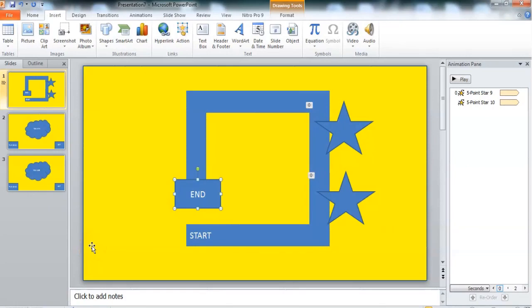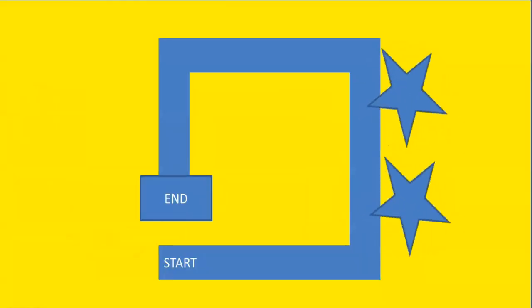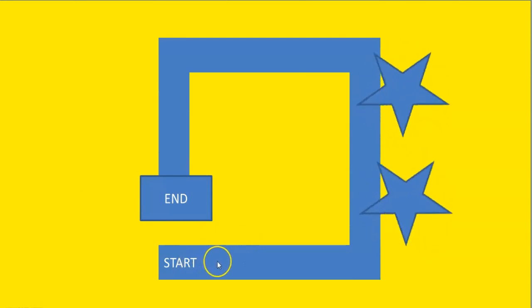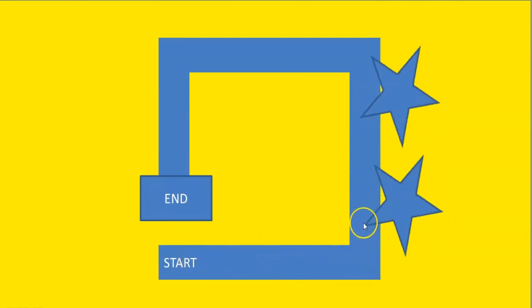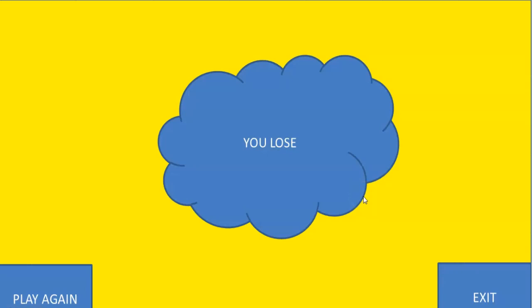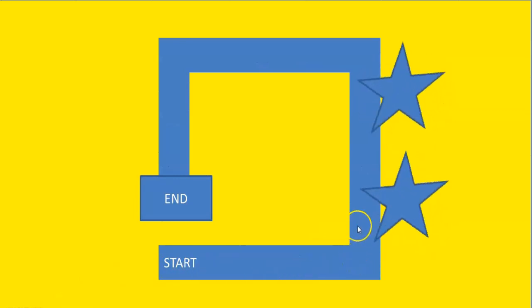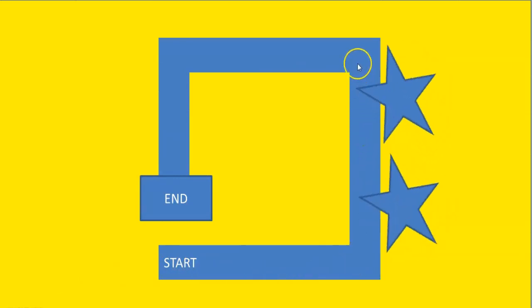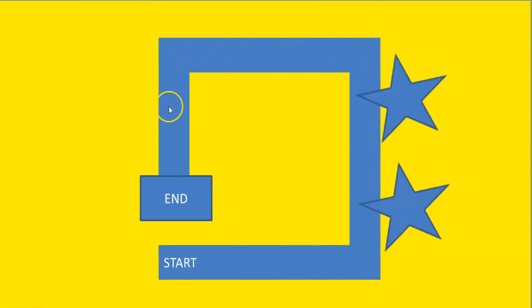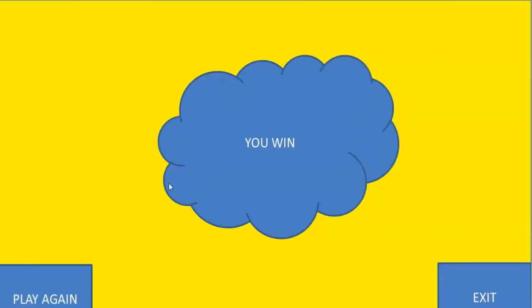Now let's see the output of this program. For this, press the F5 button and move your cursor from this start along the path. Suppose my cursor touches that star, so I lose. I can play again, start from here, and if I complete my path successfully without coming out, now I win. So if I want, I can play again or I can exit it also.